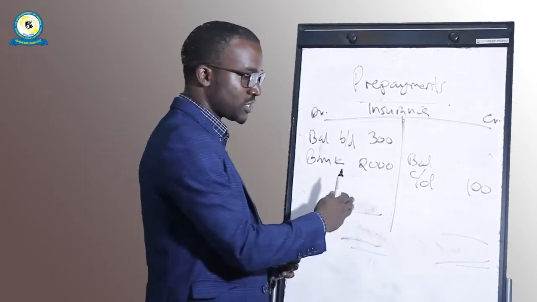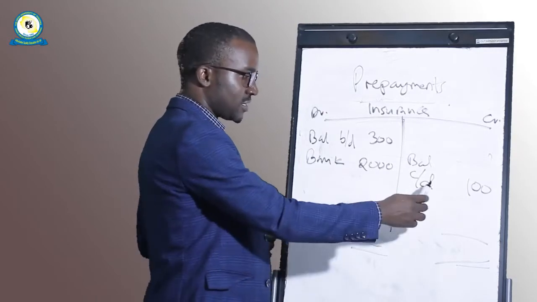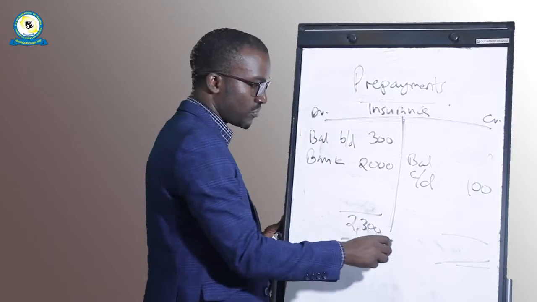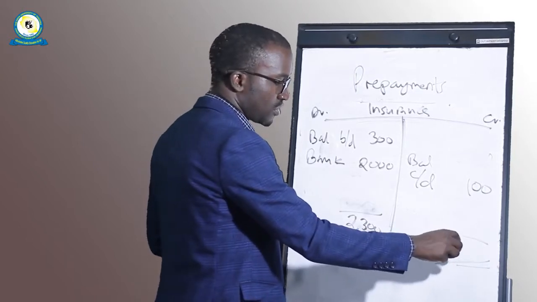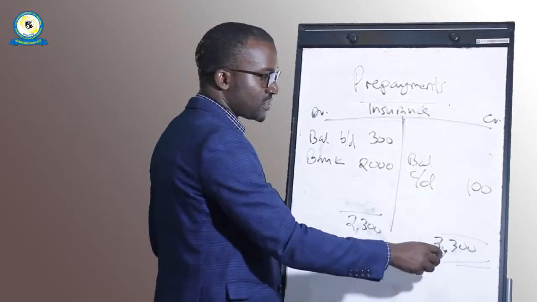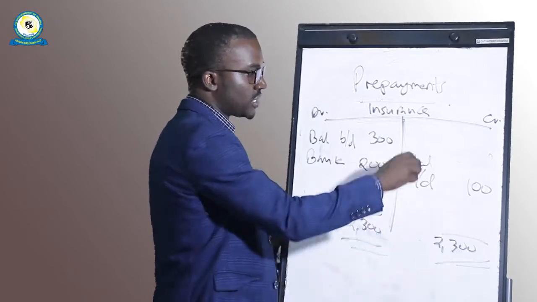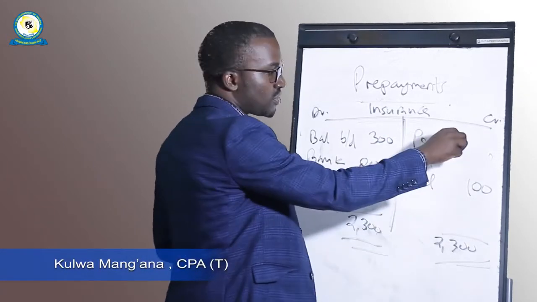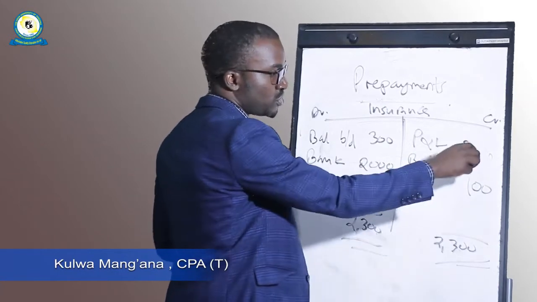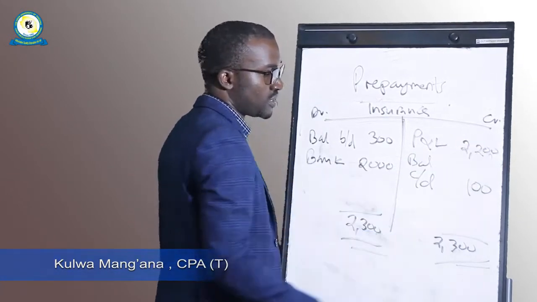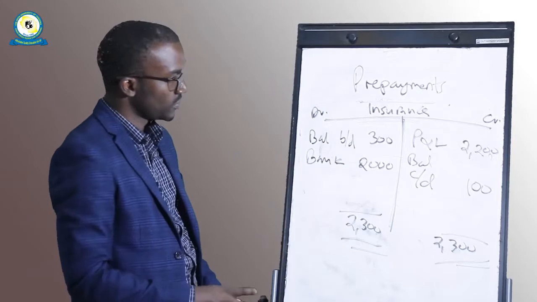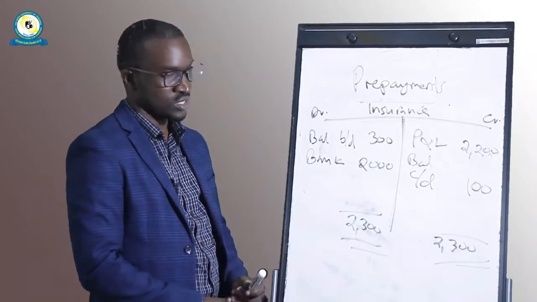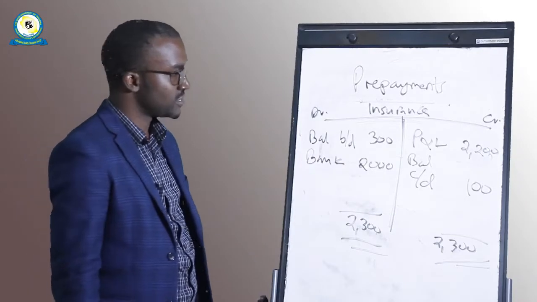Which side is greater than the other? This side is greater than this side, so it is going to be 2,300. Again here 2,300, and then the difference here is the one that we're going to take to the profit and loss account, which is going to be 2,200. Okay, this is the difference that we're going to take to the profit and loss account. You see the way it is very, very simple.